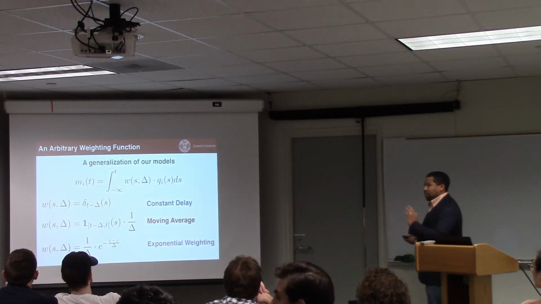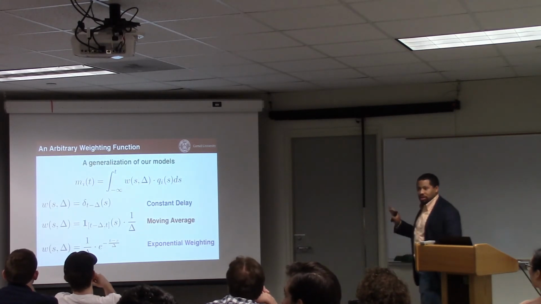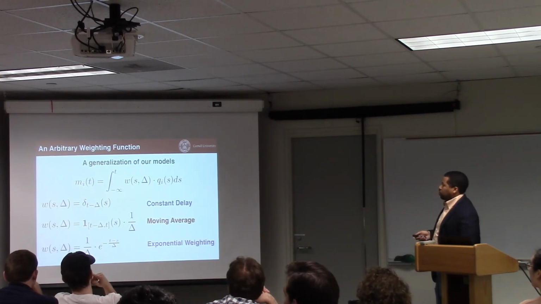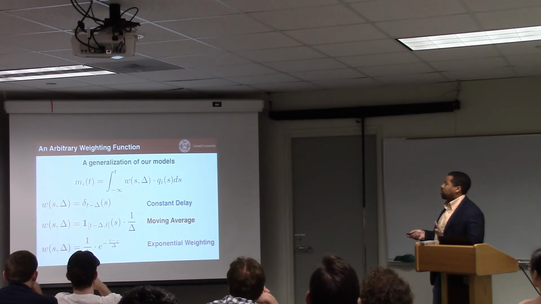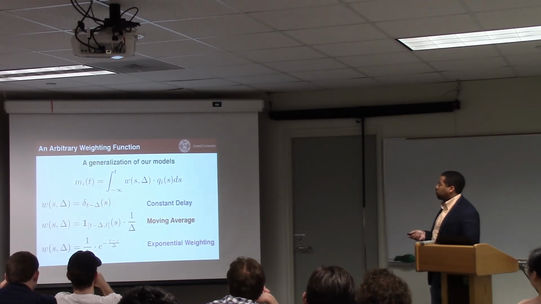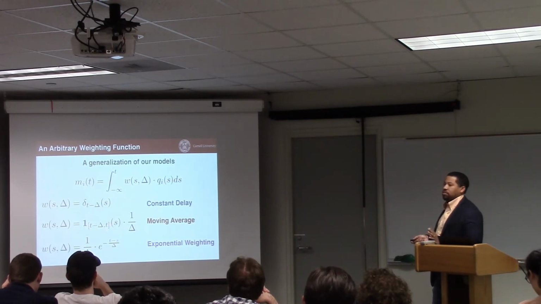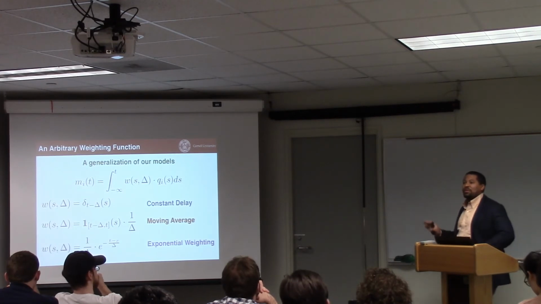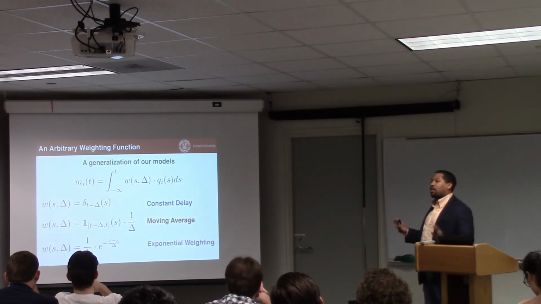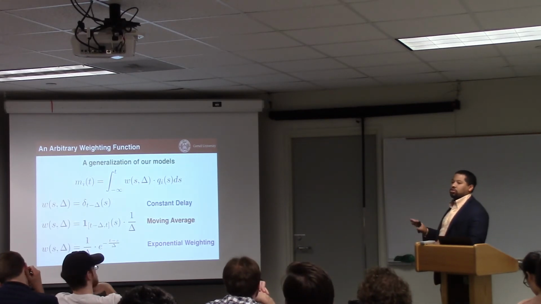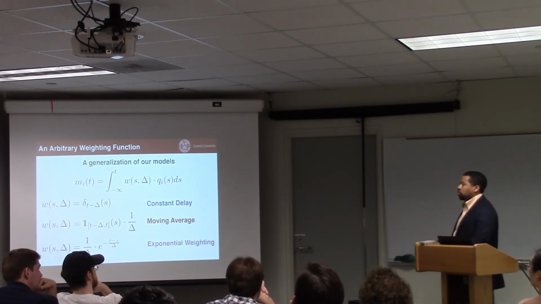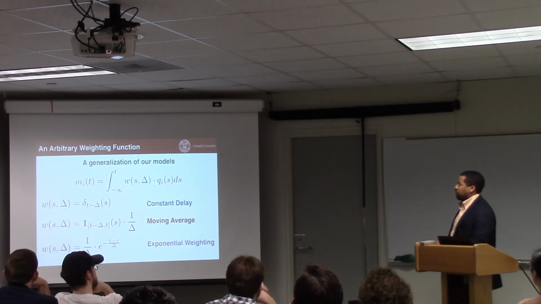There are lots of interesting generalizations that we're working on in terms of generalizing the theory for this, where our constant delay model can be thought of as a delta function acting on the queue length. Our moving average is just an indicator about a window. You can think of an arbitrary number of different weight functions, and they all affect the system differently. So we've been actively researching various different weight functions just to get a sense of what's going on.